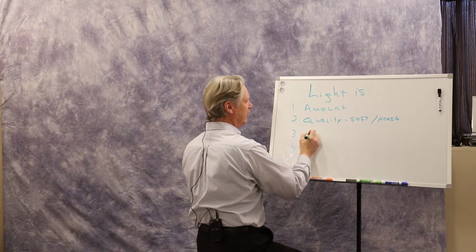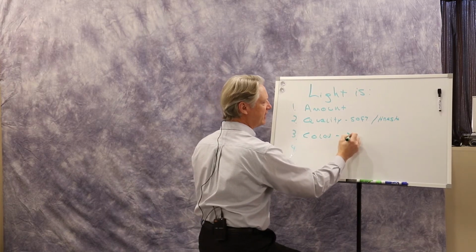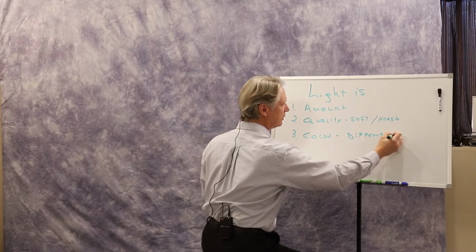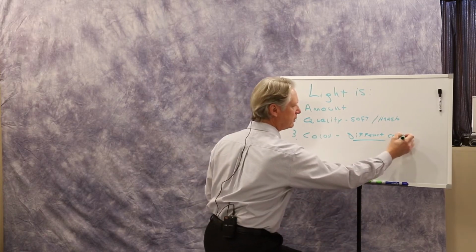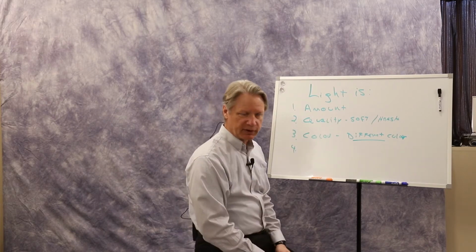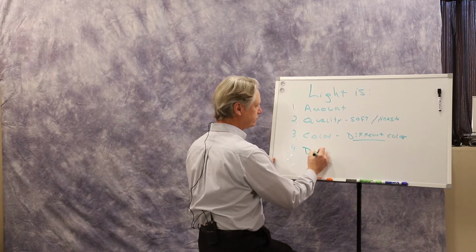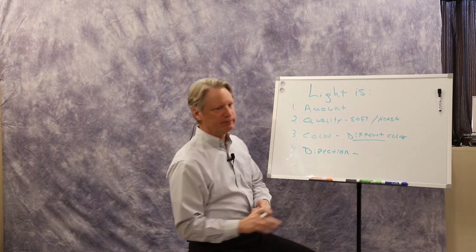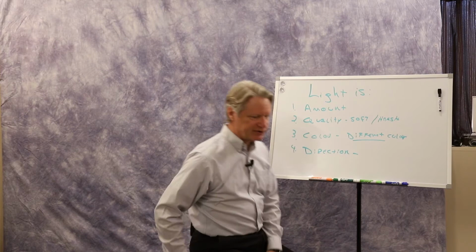We might think that light is also color, right? Every light source emits a different color. And the last one, the one that we're going to work on today a bit, is light is direction. Where is it coming from? What is it doing to our subject?